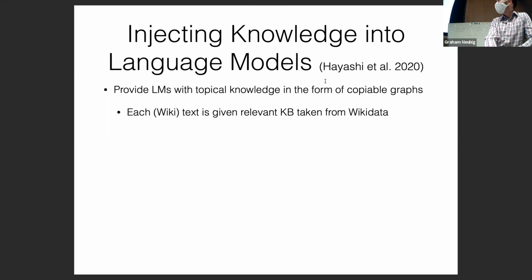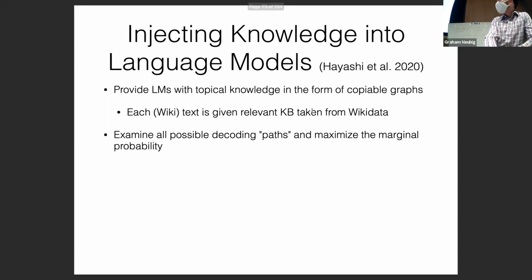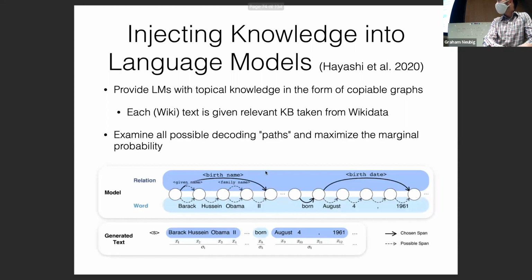So each text to be generated is basically given a relevant knowledge base taken from Wikidata. And we examine all possible decoding paths that could allow you to generate the text. And the important thing here is normally a language model does only word-based generation, right? So if it wants to generate an article about Obama, it would have to generate Barack Hussein Obama II, born August 4th, 1961. And when it generates these, it would generate that word by word.